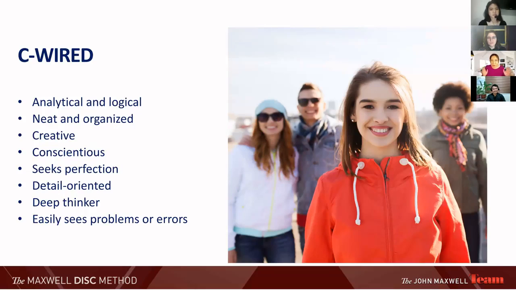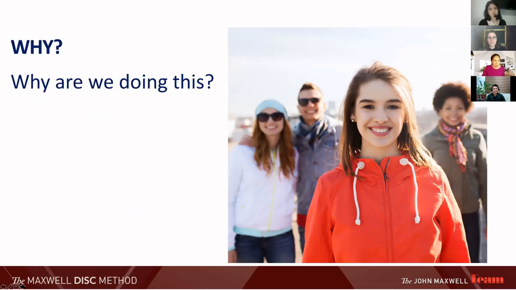Capitalize on their strengths, because they're more organized when it comes to activities. They can actually see details that others don't see. And how do you motivate this person? And how do you connect to this person?